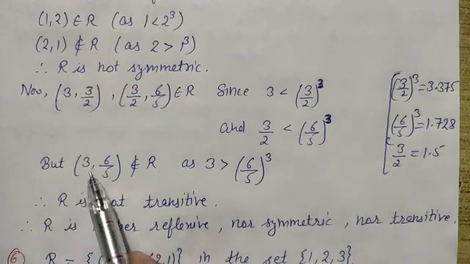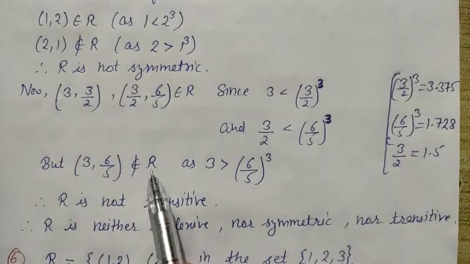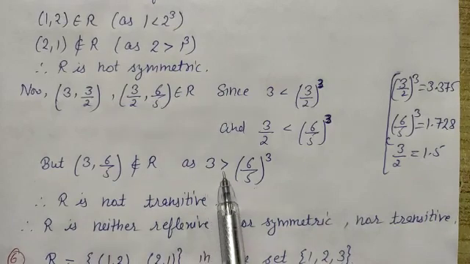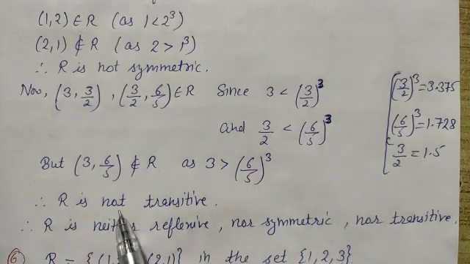But (3, 6/5) does not belong to R here, as 3 is greater than the cube of 6/5. So R is not transitive. R is neither reflexive nor symmetric nor transitive.